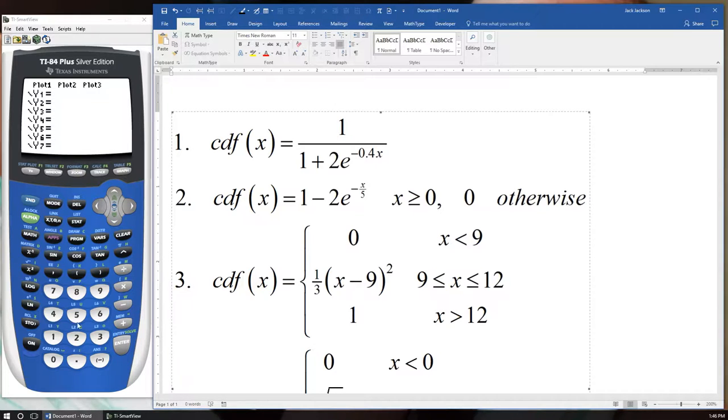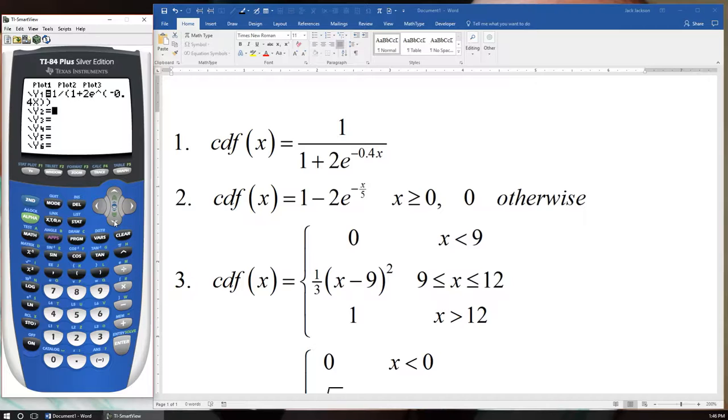So in the older operating system, this is how it would look. 1 divided by, put a parentheses for the denominator, 1 plus 2. To get e to a power, that's right here in blue above the ln key. So second here. That caret means to the power, and the power is in parentheses, negative 0.4x, close parentheses. That closes the power. 1 more closes the denominator. So notice we have a total of 2 open parentheses and 2 closed parentheses.